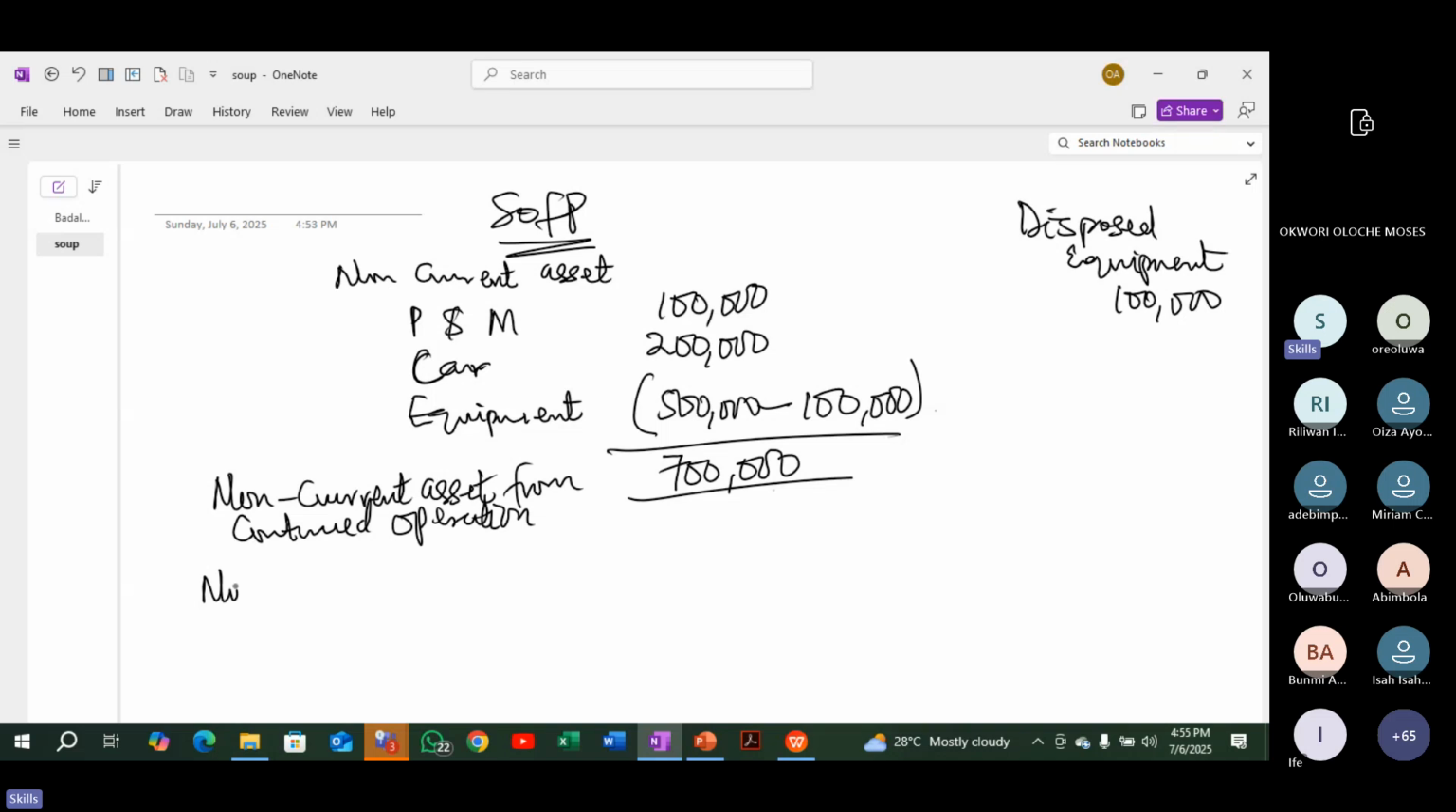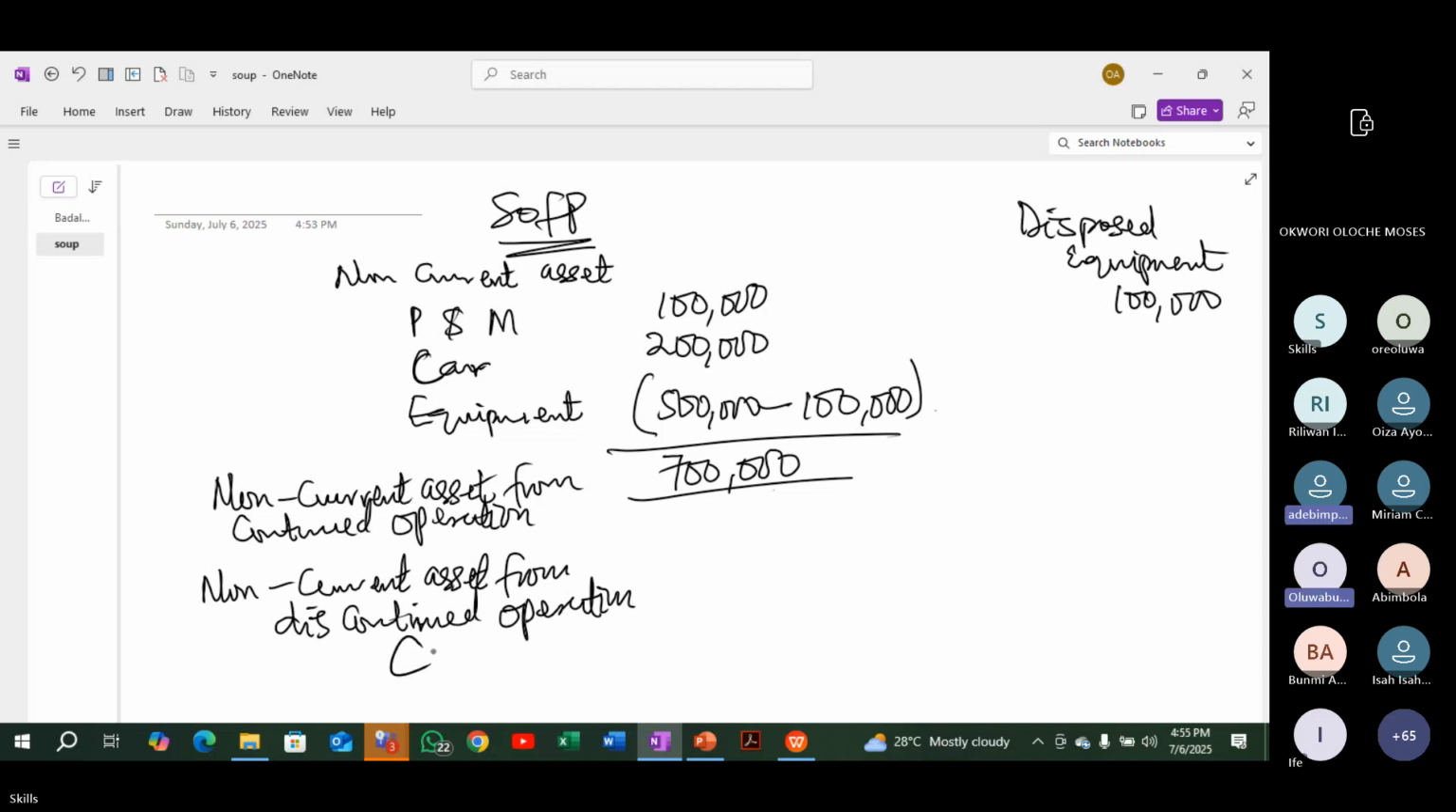Under it, just write non-current asset from discontinued operation. You can put it in brackets, equipment. How much is it? 100,000. That's all. You just write it like that. Then you are done with that question. That is one thing about IFRS 5. It is simple, but once someone did not know the criteria, it will look hard.